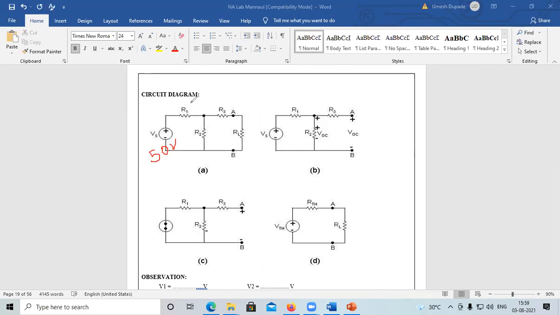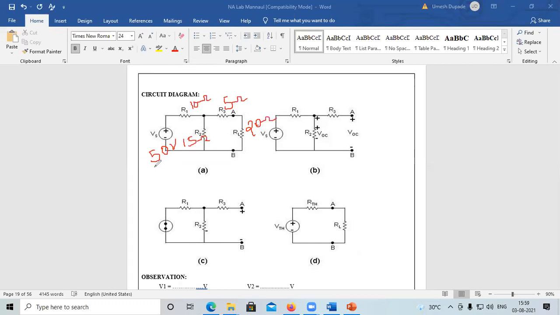Then this resistance R1, suppose we have taken a 10 ohm resistance. Then we consider the resistance R2, it becomes 15 ohm. Then resistance R3, we take it as 5 ohm. Then also choose the resistance RL, suppose RL is nothing but 20 ohm.